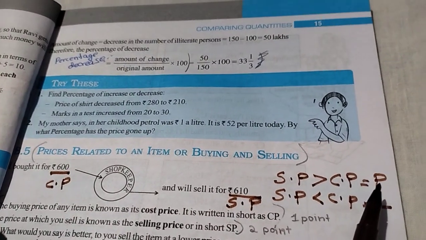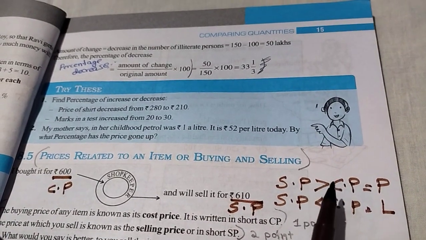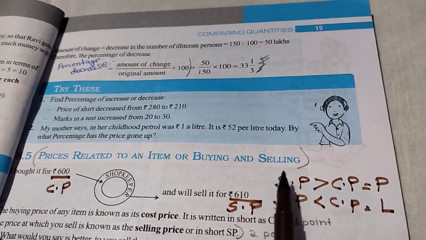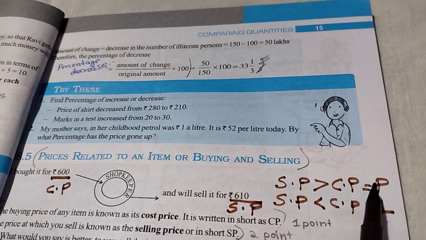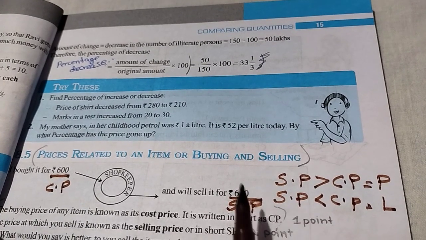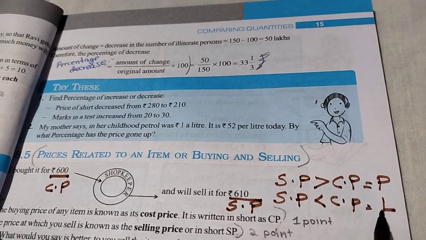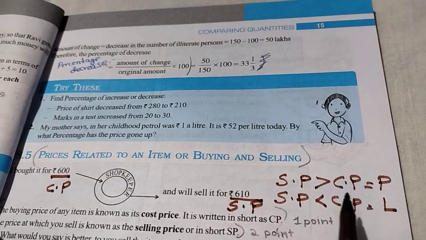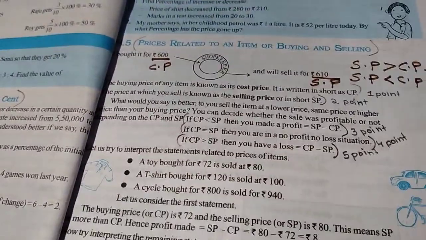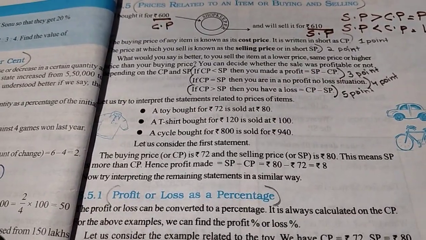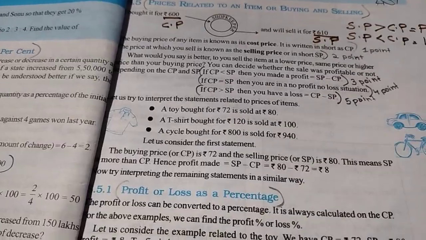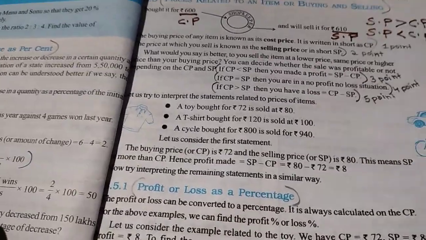Now, profit means if the selling price is more, then we will get the profit. If the selling price is less, then we will be in loss. Now we have to find out the profit and loss percentage, and how we will calculate the profit and loss percentage.